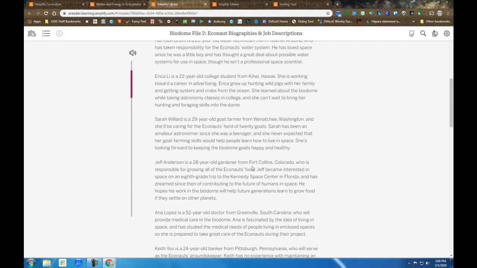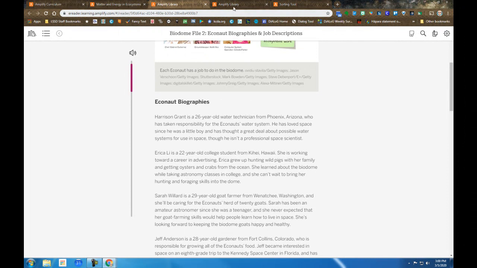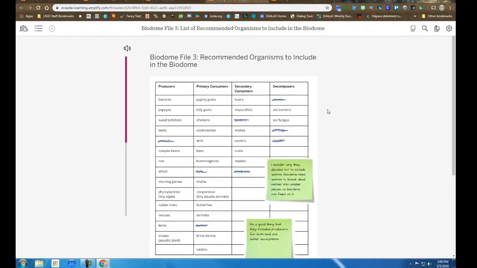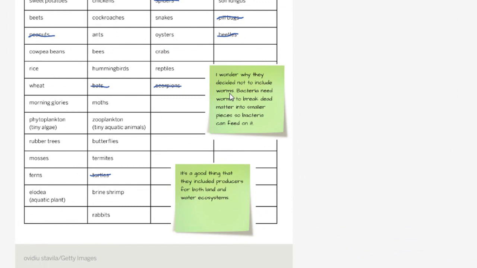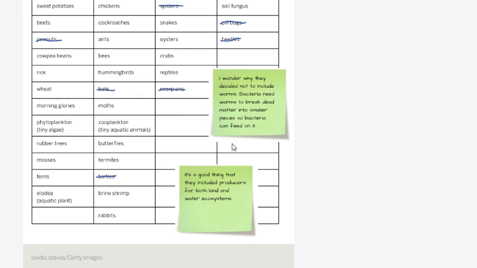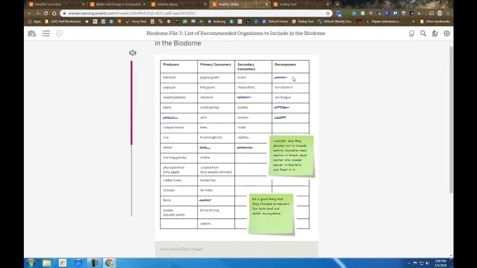By the way, you might note in here too that in their scenario, where is it? Sarah Willard, 29-year-old goat farmer from Wenatchee, Washington, so local. If you hop into the second article, Biodome File 3, it says, I wonder why they decided not to include worms. Bacteria need worms to break down. So there are some decomposers that they crossed off the list. They did not include them. And it's a good thing that they included producers for both land and water ecosystems. That's great, but right now, things are pointing to lack of decomposers. We only have bacteria and fungus, but nothing else that would break things down.